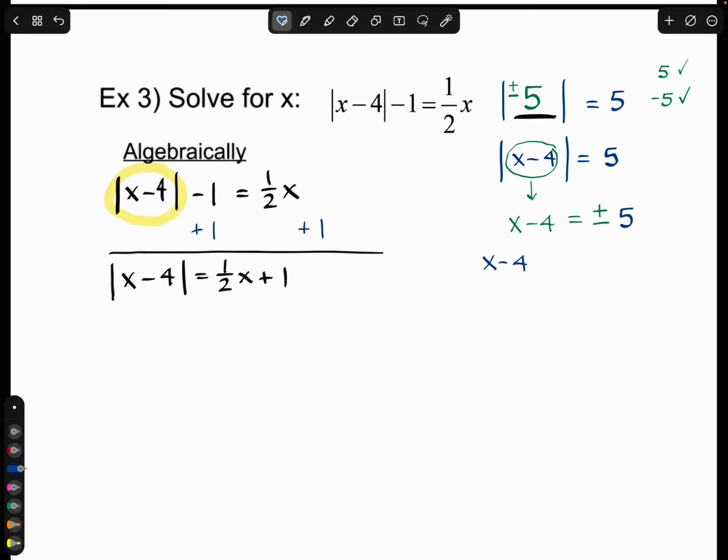And basically what we would do then is we would say, well, what value of x when I take away 4 is going to give me 5, and what value of x when I take away 4 is going to give me -5, and then we would finish solving.